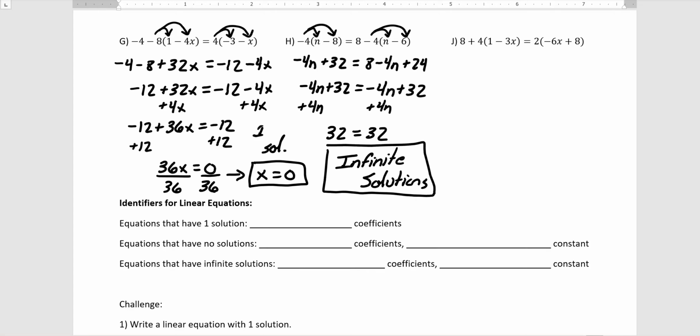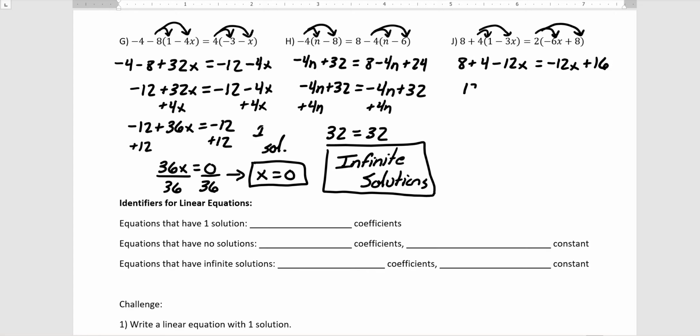All right. Last one. Looking at letter J here. 8 plus 4 times the quantity 1 minus 3x equals 2 times -6x plus 8. All right, let's see here. I'll start by distributing this 4 and this 2 into everything. When I do that, I get 8 plus 4 times 1 is 4. 4 times -3x is -12x. And that's going to equal 2 times -6x is -12x. And 2 times 8 is 16.